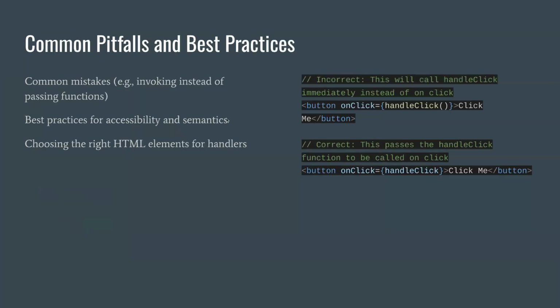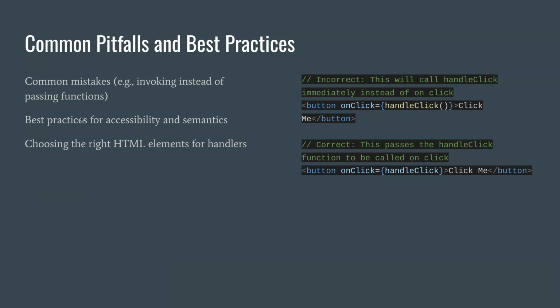Common pitfalls and best practices. When working with event handlers in React, it's easy to fall into some common traps, such as accidentally invoking the function instead of passing it. You want to make sure to pass the function reference to the event handler prop, not call the function. You can see this example.